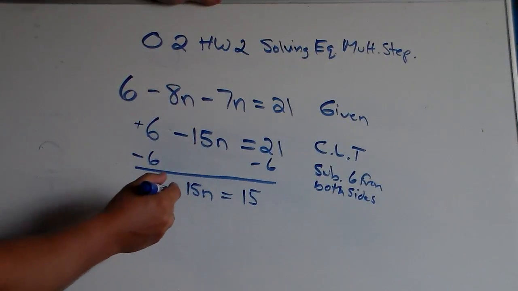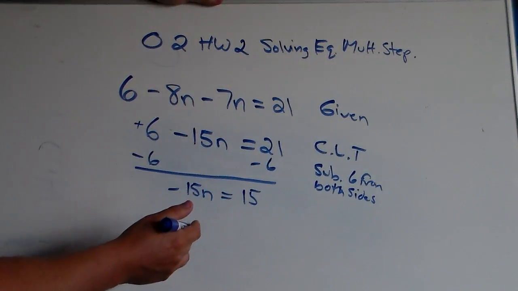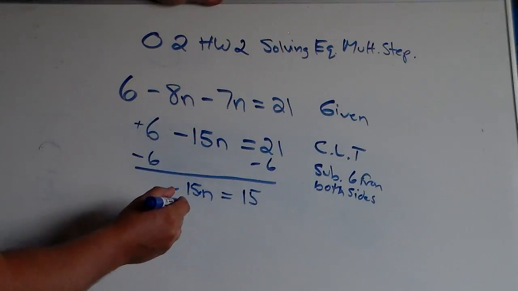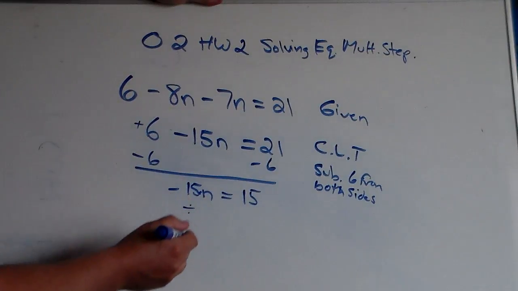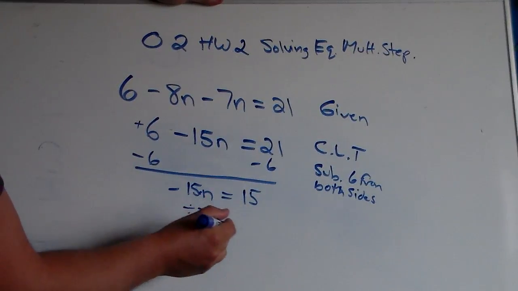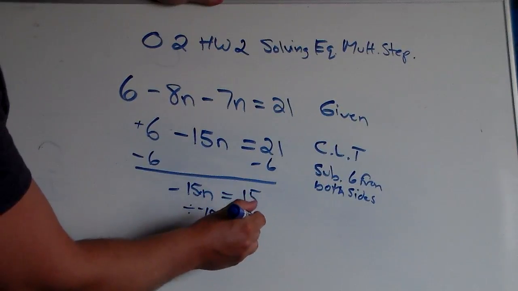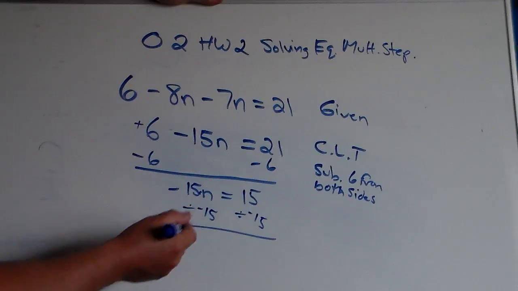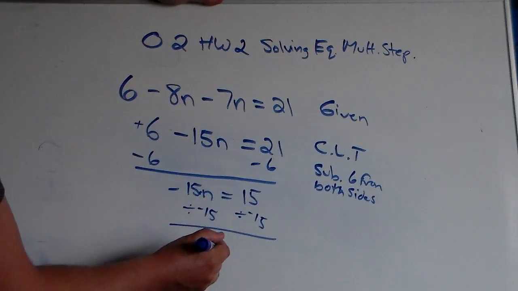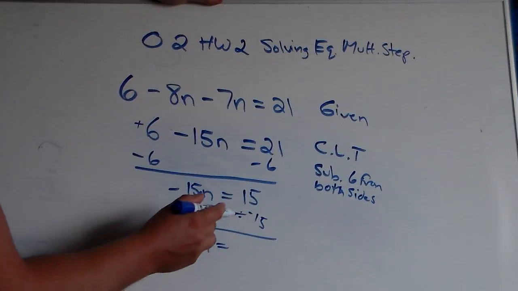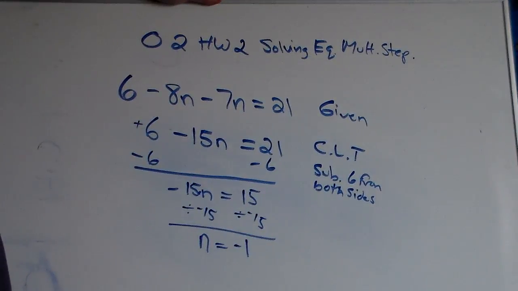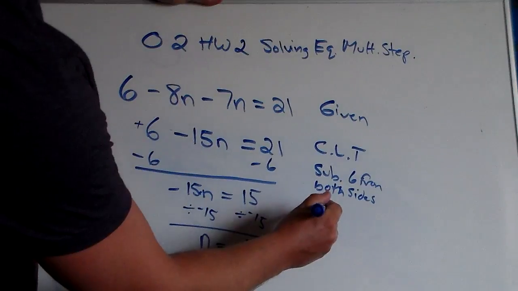Next up, we have negative 15n equals 15. This is negative 15 times n. So the inverse operation of times is division, so we're going to divide by negative 15. Negative 15 divided by negative 15 gets you n. And then we have 15 divided by negative 15, which gets us negative 1. So this will simplify.